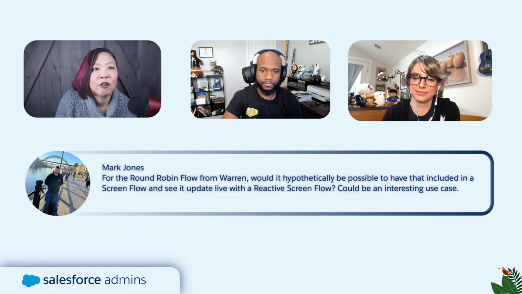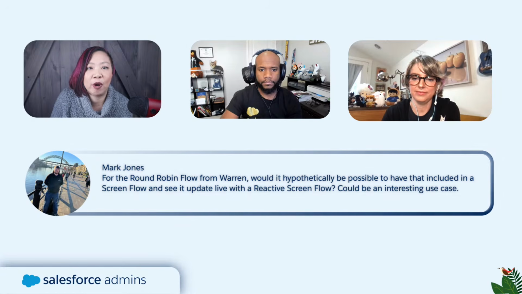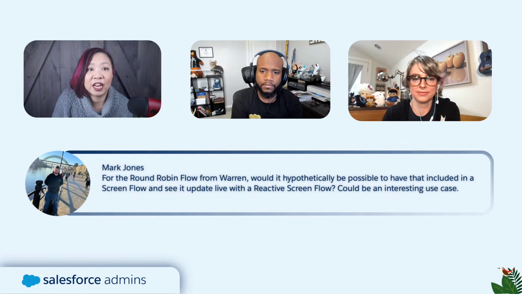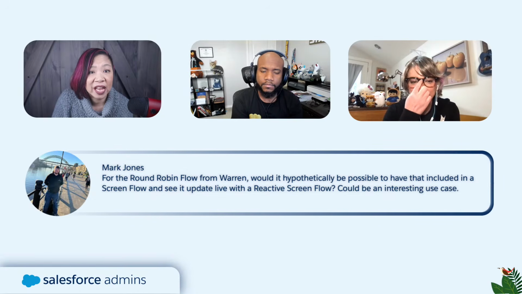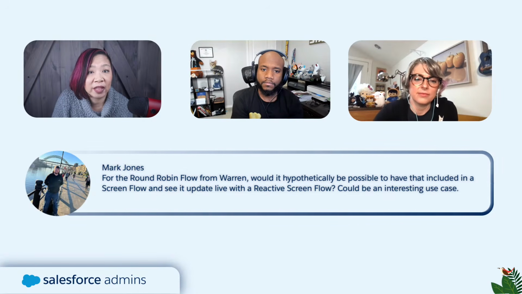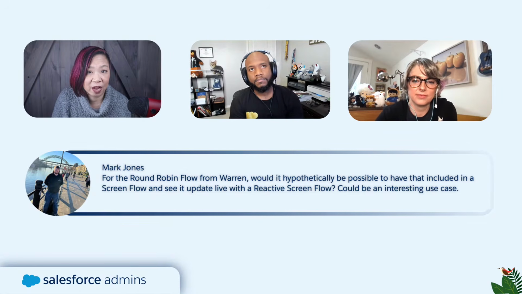All right, so to the questions. First one is from Mark Jones for Warren. For the round robin flow from Warren, would it hypothetically be possible to have that included in a screen flow and see it update live with a reactive screen flow?